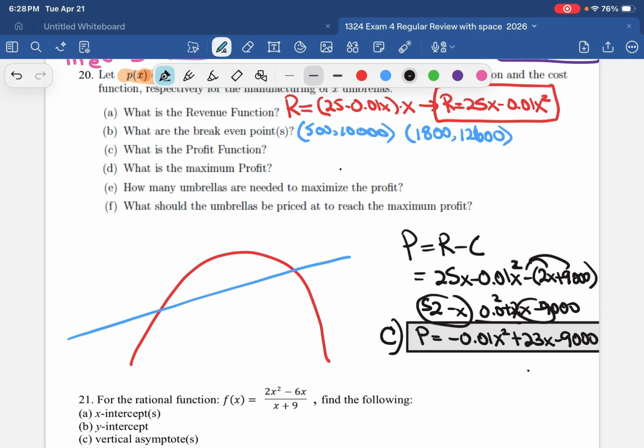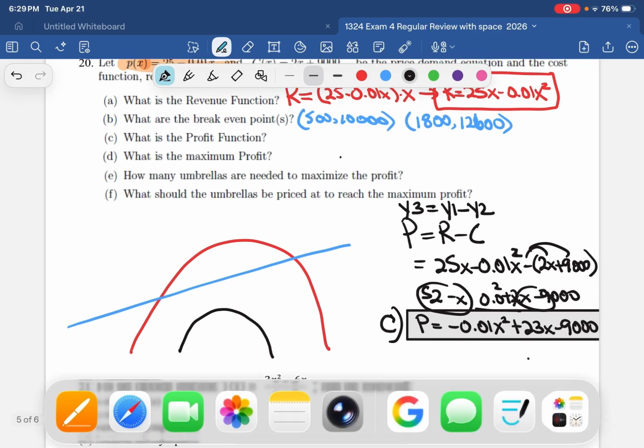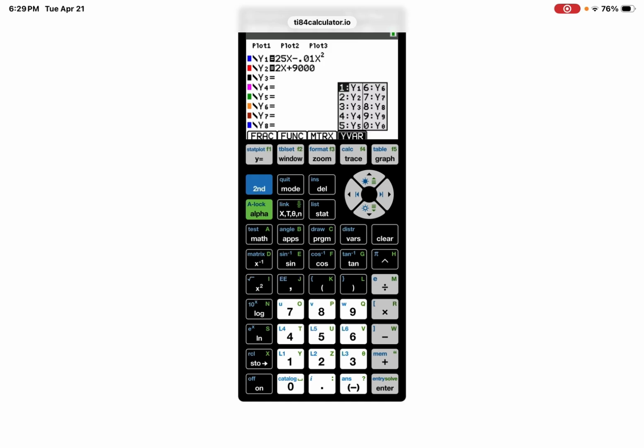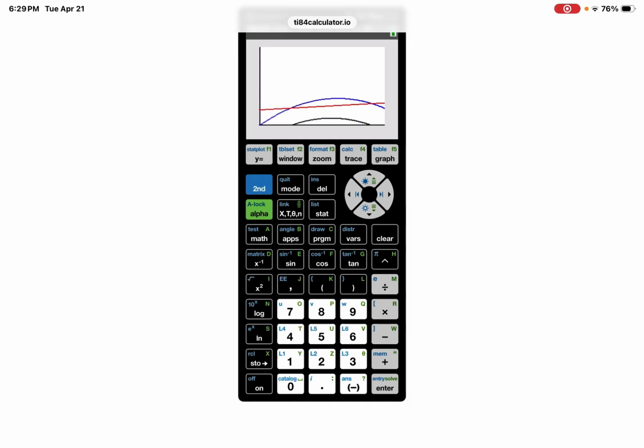What is the maximum profit? So I could graph this profit function, but on the chance that I made a mistake, I want to make sure I get the rest of these correct. So since I have my revenue in Y1 and my cost in Y2, then in Y3, I'm going to do Y1 minus Y2. So on my calculator, I'm going to go to Y equals, and in Y3, I'll do alpha trace Y1 minus alpha trace Y2 and hit graph.